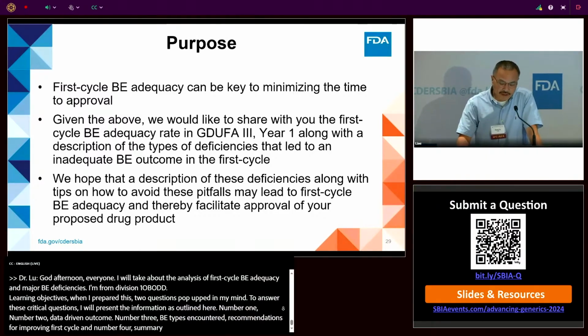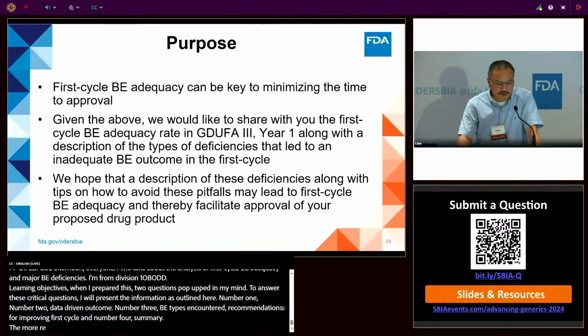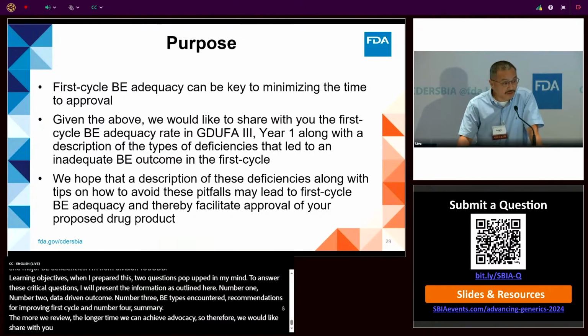The more review cycles during the review process, the longer the time to achieve bioequivalence. Therefore, we'd like to share with you the first cycle bioequivalence and the major BE deficiency types encountered, along with suggestions on how to avoid those deficiencies.